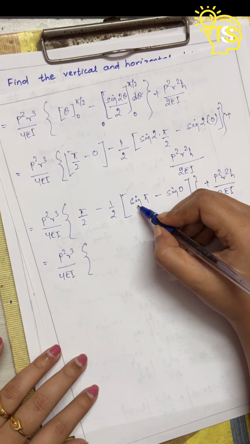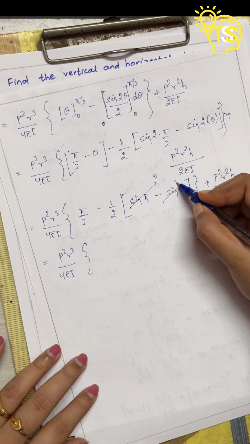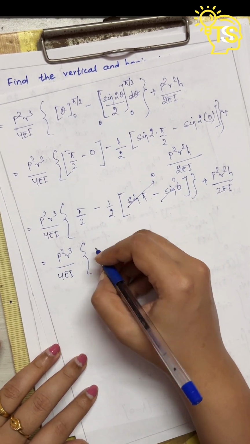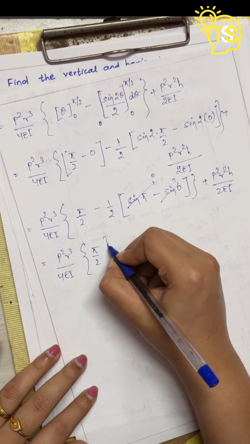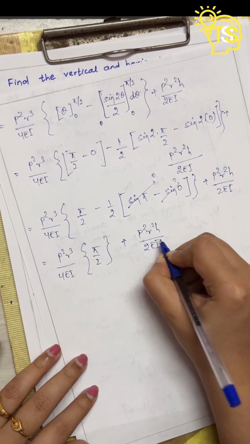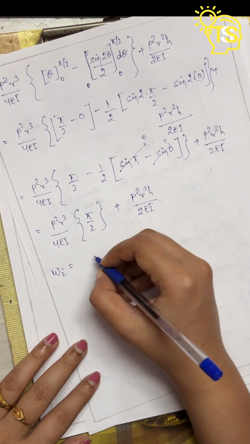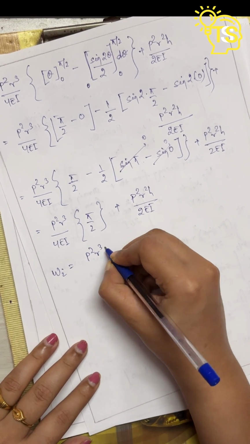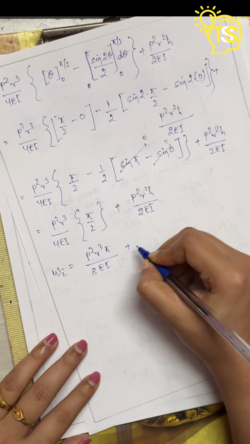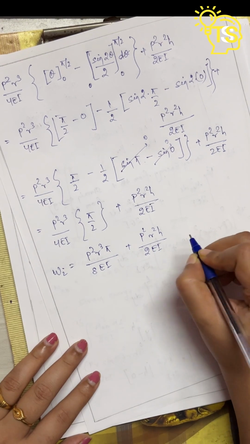Now the value of sin pi is 0 and the value of sin 0 is also 0. So this term gets cancelled, and we will be left with pi by 2 only. So now the value of the strain energy will be P squared r cubed pi upon 2 into 4, that is 8EI, plus P squared r squared h upon 2EI.